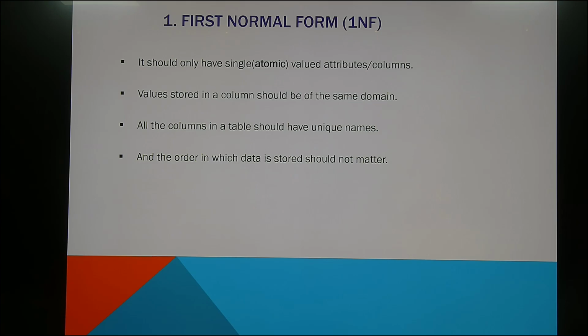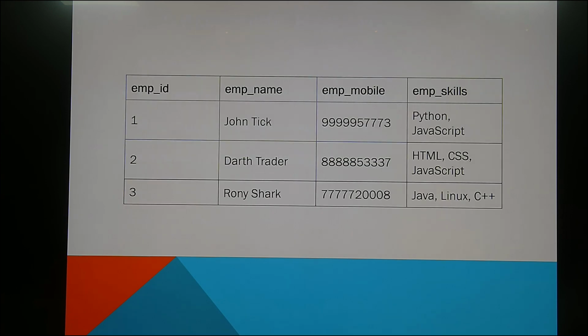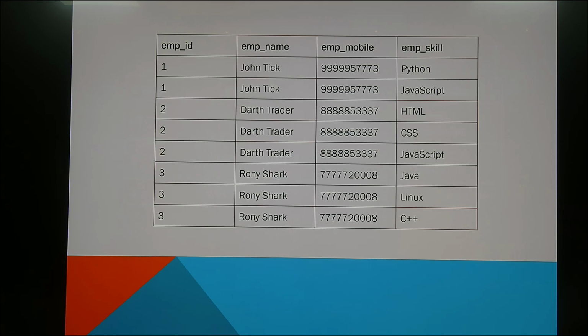All the columns in a table should have unique names, and the order in which the data is stored should not matter. From this table, we have employee ID, employee name, employee mobile and employee skill. In the employee skill column, we have multiple values, Python, JavaScript. Likewise, we have more values in the second row as well as in the third row. By using first normal form, we are going to decompose this table. Here I have reduced the previous table into first normal form by giving the values as atomic values. Now the employee table has an atomic value, a single value in each column, so the table has been normalized using the first normal form.